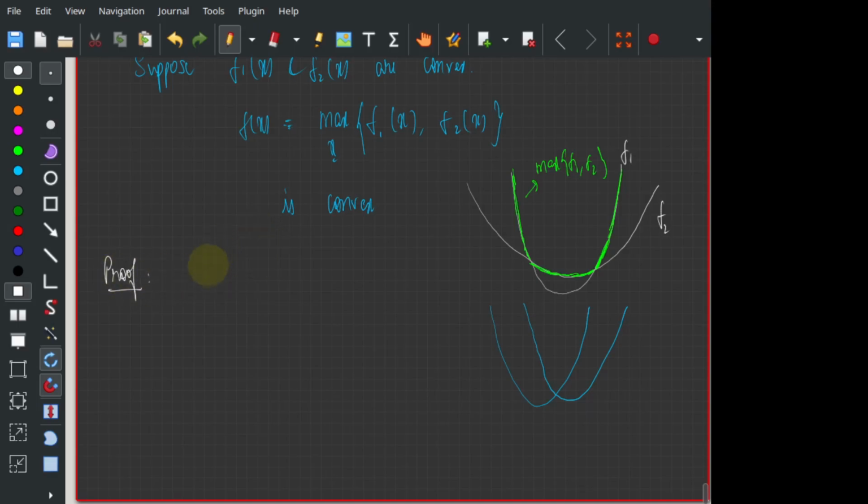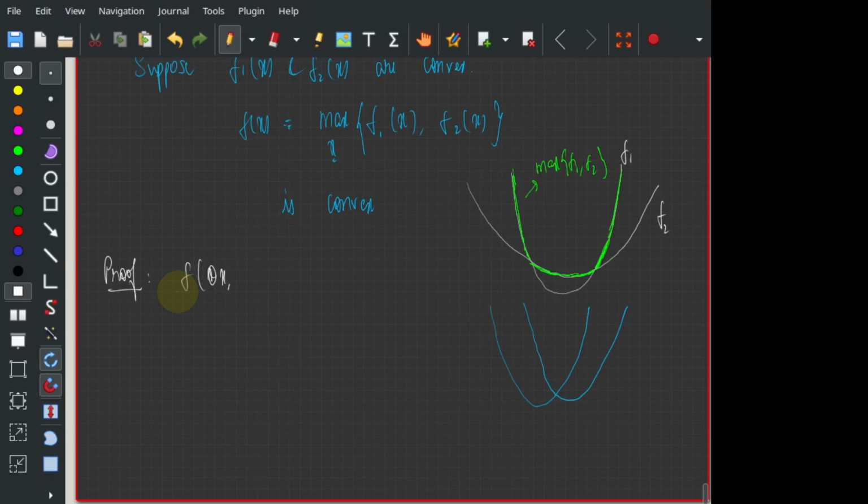Let's basically just use the definition of convexity, right? Let's take f of theta. Yes, you have a question? Which one? So we're assuming that both f1 and f2 have the same domain. So the maximum, f, would also have the same domain as f1 and f2.